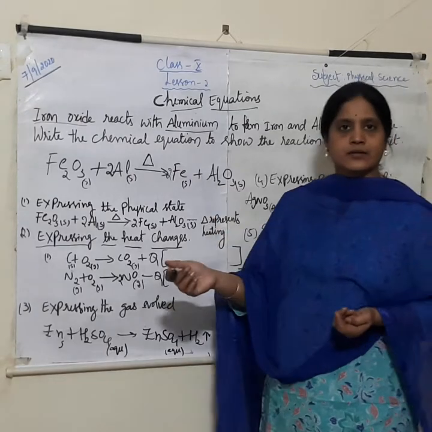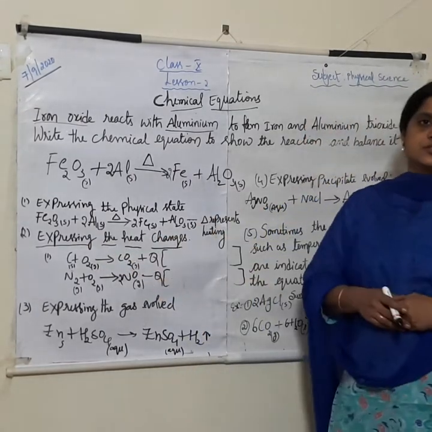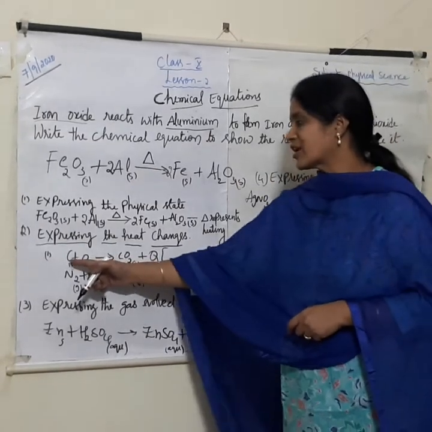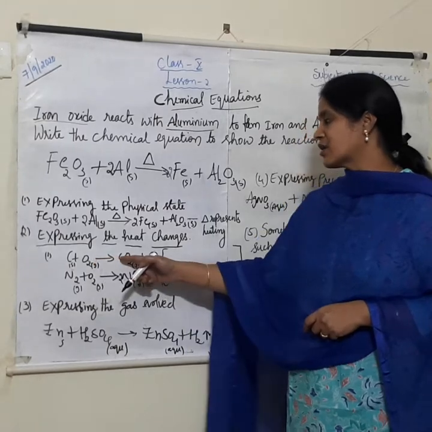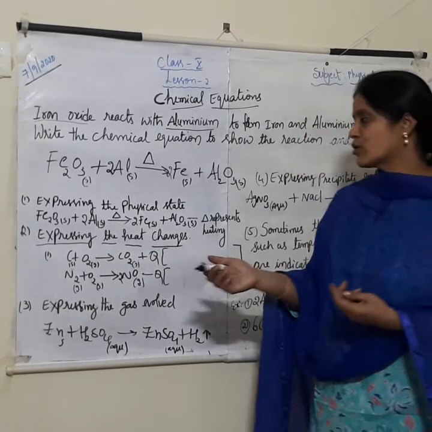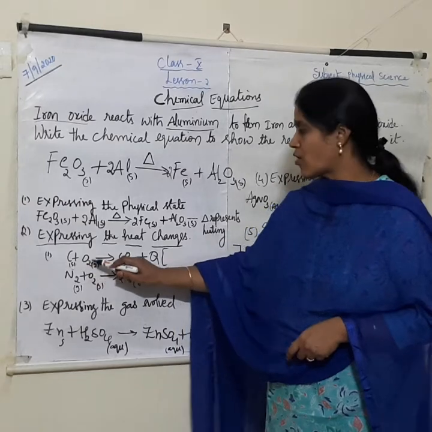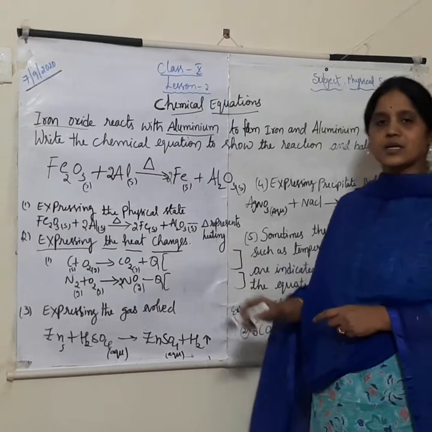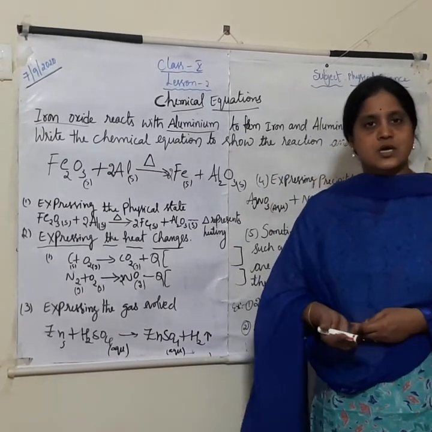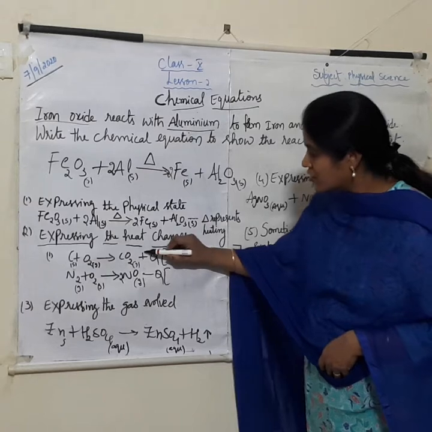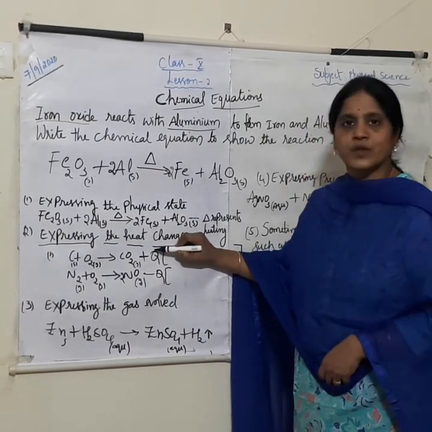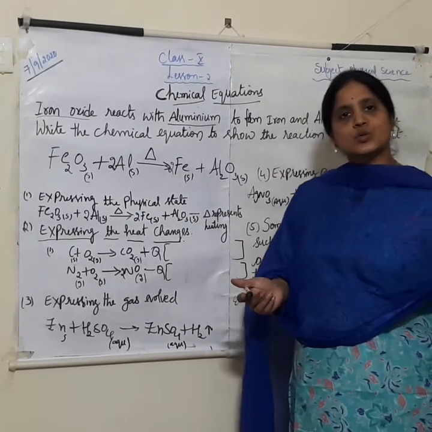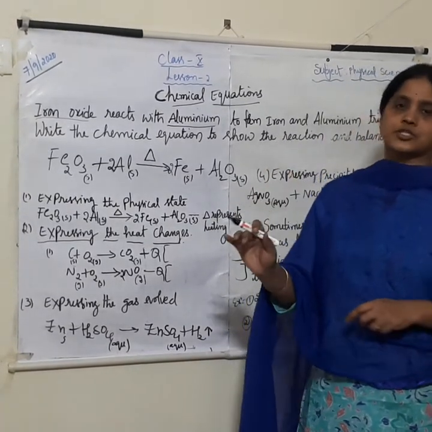Now coming to the second, expressing the heat changes. Sometimes heat is liberated and sometimes it is absorbed. When carbon and oxygen are combined, we will get carbon dioxide gas. Everyone knows this. So the carbon is in the solid state, oxygen in the gaseous state, and carbon dioxide is a gas. Along with that gas, the heat is liberated. So when the heat is liberated, you must represent it with plus Q. Here the plus Q means heat is liberated, and that is known as exothermic reaction.